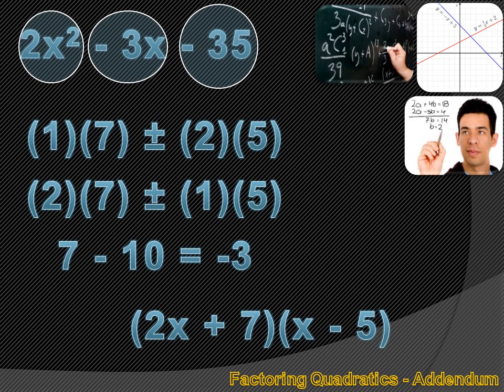And my 7 has to be positive. So my factors are 2x plus 7 times x minus 5.